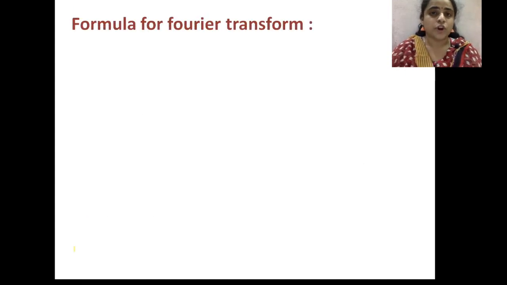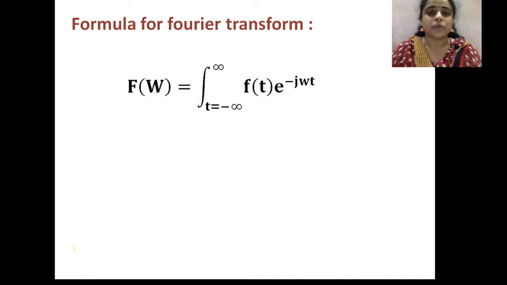So we know the formula for Fourier transform. In analog Fourier transform, F of omega is equal to the integral from t equal to minus infinity to infinity of f of t into e power minus j omega t. We know this formula from before. From Fourier series we have obtained the Fourier transformation. This is the formula for analog Fourier transform.